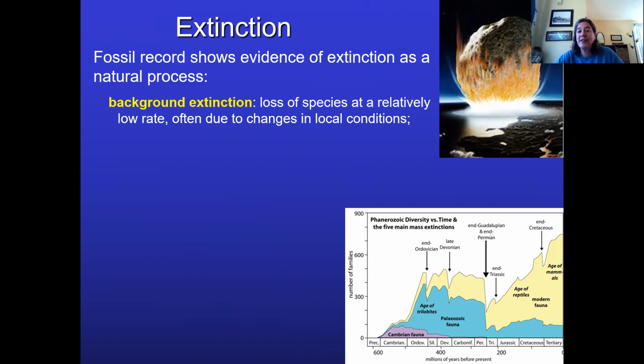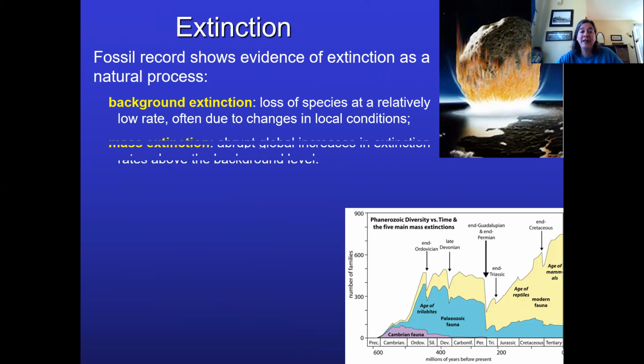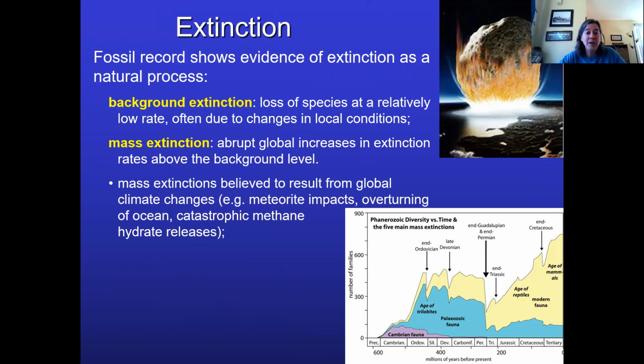So there's always going to be a loss of species over time as conditions change or they get outcompeted, et cetera. There's also mass extinctions, which are really noticeable in our fossil record. We have these points in time where all of a sudden we find a whole lot of fossils, and then we don't find them.